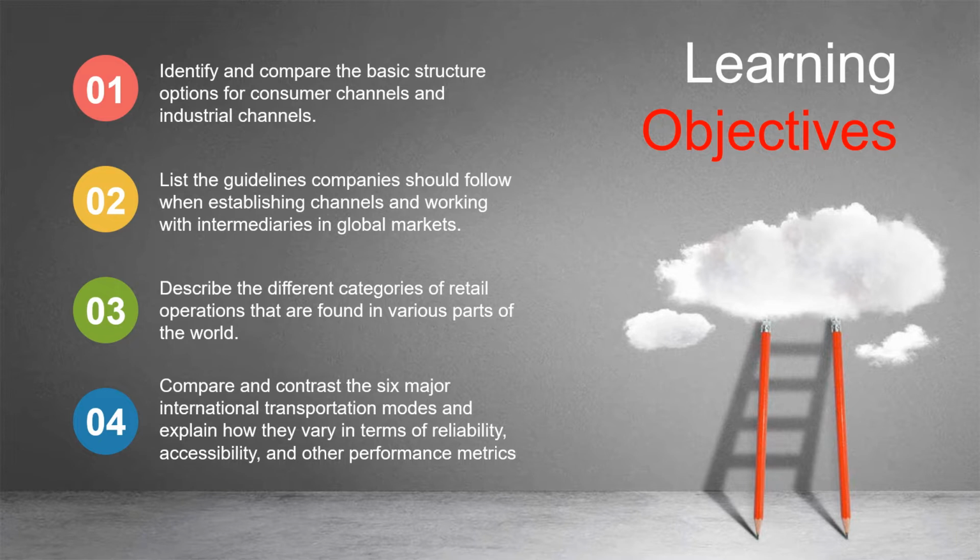market. Third, to describe the different categories of retail operations that are found in the various parts of the world. And objective number 4 for this topic is to compare and contrast the 6 major international transportation modes and explain how they vary in terms of reliability, accessibility, and other performance metrics.